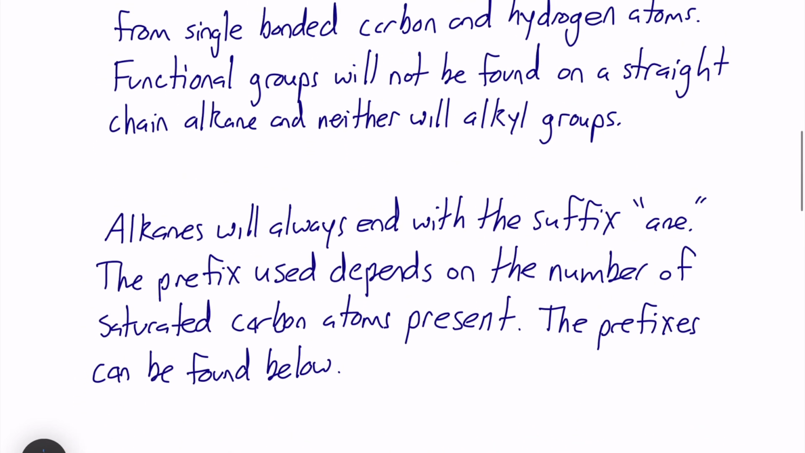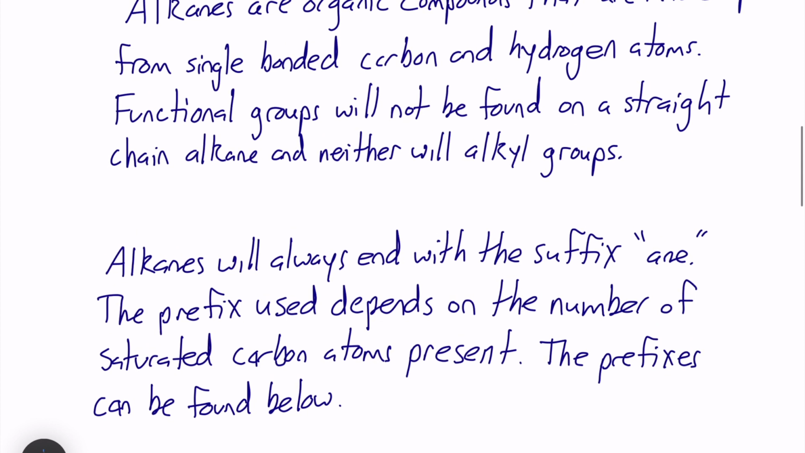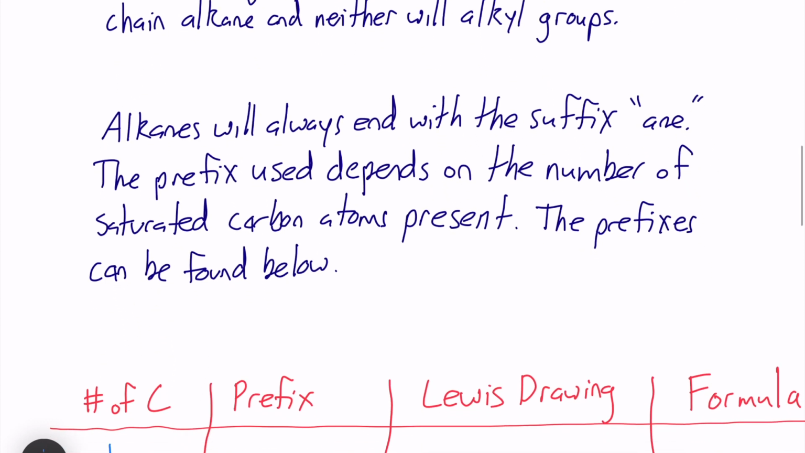So alkanes will always end with the suffix ane, and the prefix used will depend on the number of saturated carbon atoms present. So we are going to fill out a table with the prefixes, and we're also going to take a look at the Lewis drawings of these alkanes as well. Just before we get into that, all of these straight chain alkanes will have some type of prefix and have the suffix of ane.